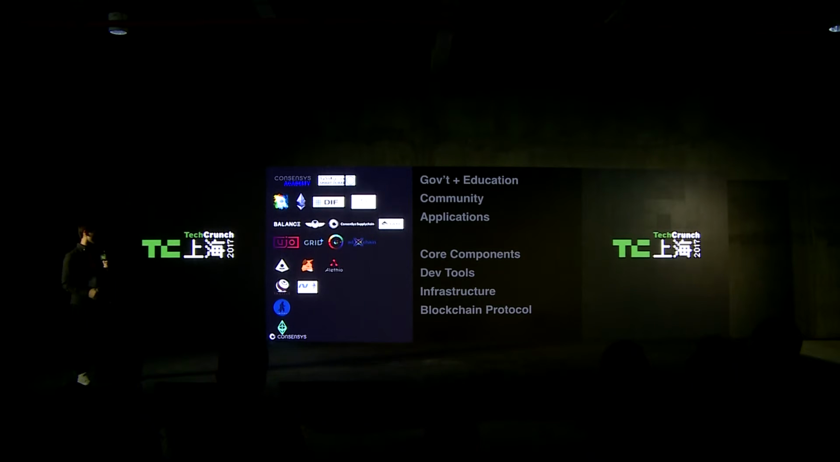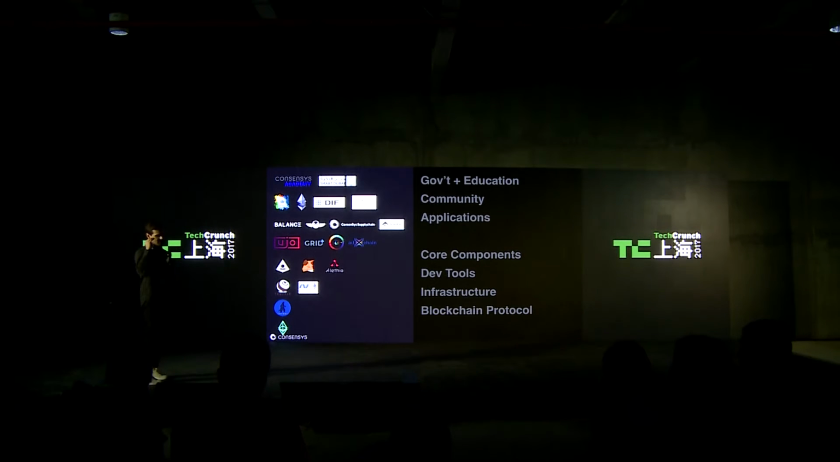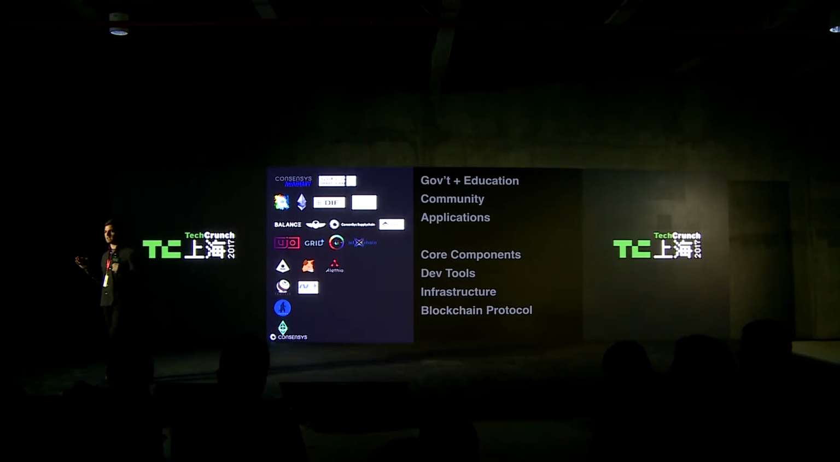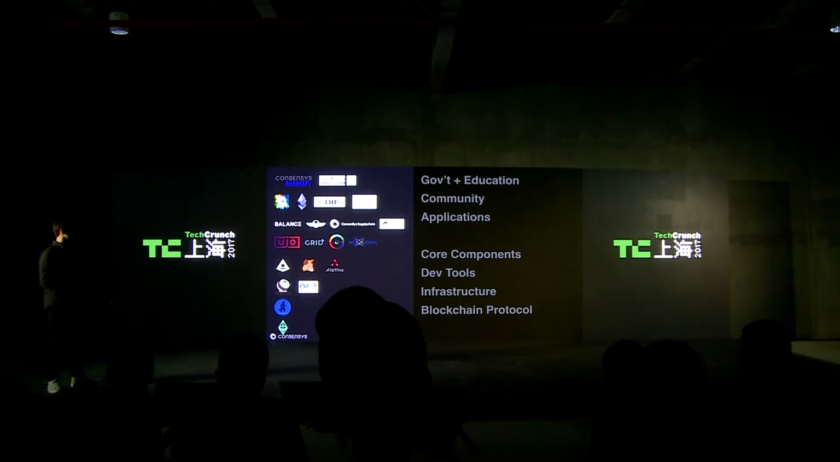And then going down the stack, we have applications such as Balance for Accounting, Ujo for Music, Grid Plus for Energy, and more. Some core components that exist as some of these microservices, so Uport with Identity, MetaMask, and Alethio, and we keep going down. And so Consensys, because of its size and scale and the type of impact it wants to have, is really developing all across the stack.